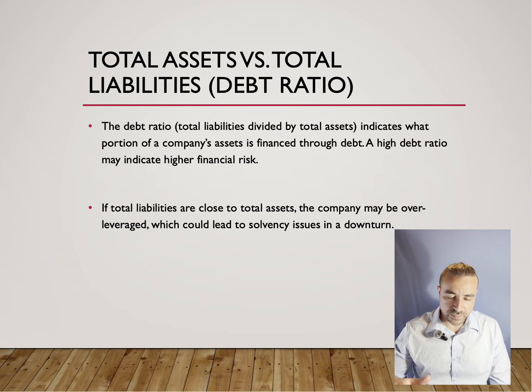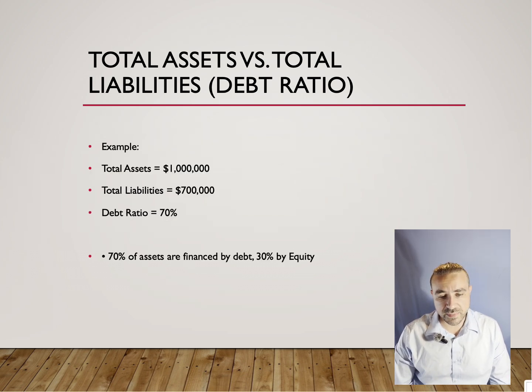If we take a quick example, if we have total assets of 1 million and the total liability is 700,000, it means that the debt ratio is 30%. So the company is financing its assets using loans or debt for 70% of the assets, and 30% are financed through equity, which again will increase the financial risk or the financial leverage.